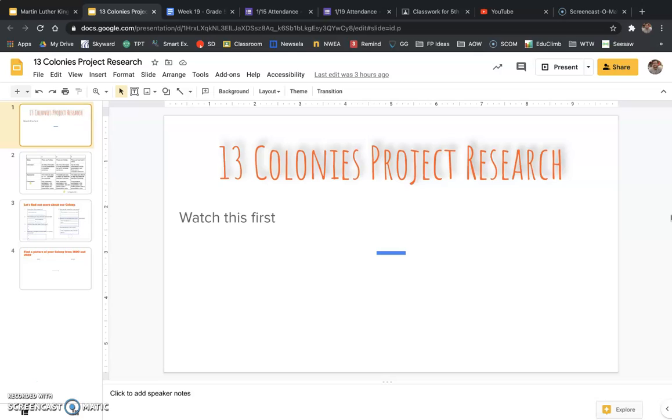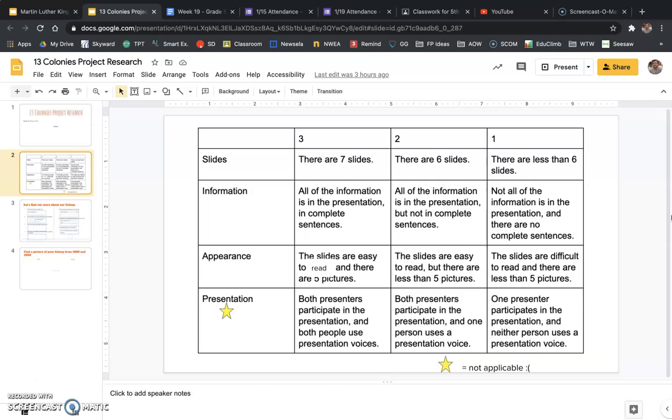Okay. Today what we're going to do is start doing a little bit of research so we can get ready to put this into a project. All right. So the first thing that I want to do today is go over the rubric, how I'm going to be grading you on this project. Okay, there are three different things that I'm going to be looking at.